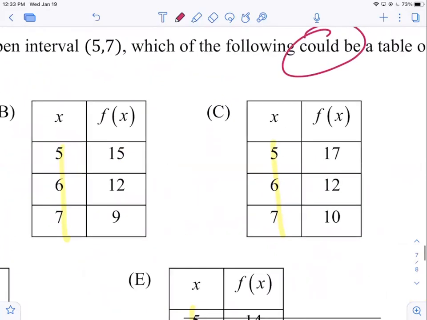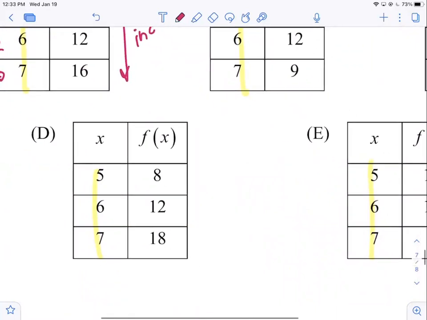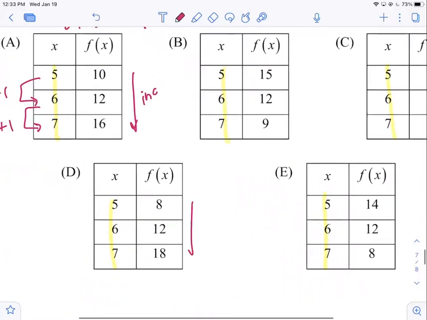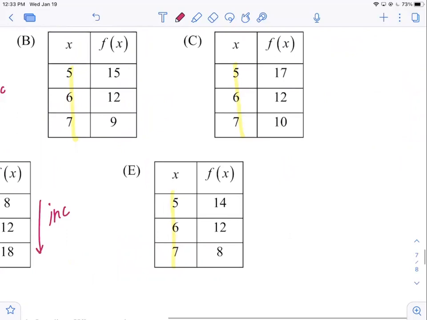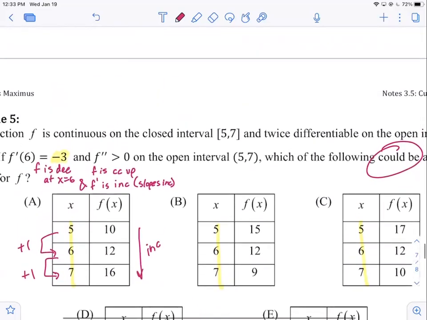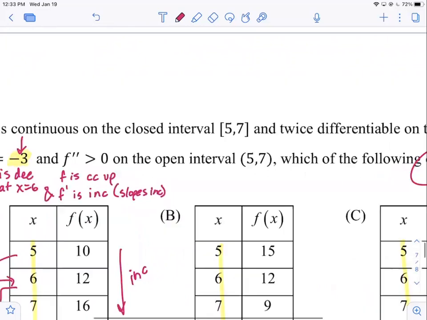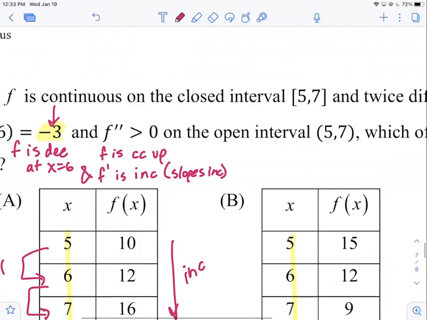Okay, 15, 12, 9, those are decreasing, right? 17, 12, 10, those are decreasing. 8, 12, 18, those are doing what again? These are increasing. Not that that excludes it, but maybe not. I'm going to look at 14, 12, 8. Those are now decreasing. So I'm going to focus on the three that at least appear to be decreasing on the interval, even though it's only decreasing at a point. Now, if it is decreasing on the interval, it would have to be decreasing at an increasing rate.